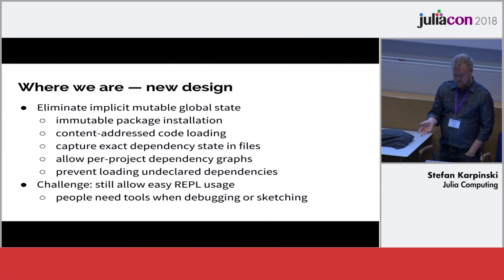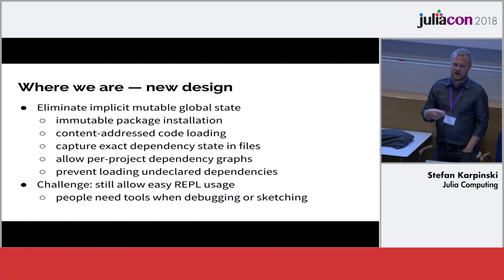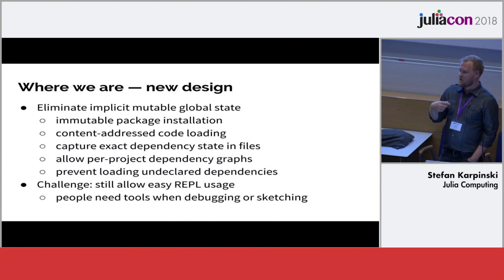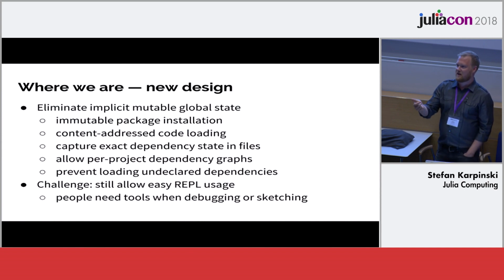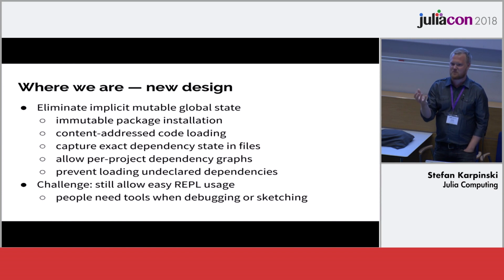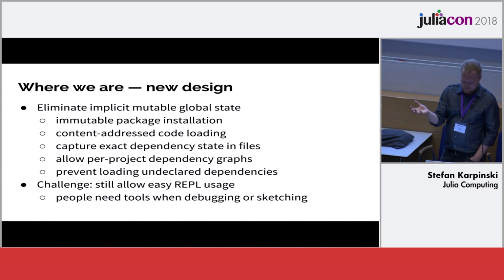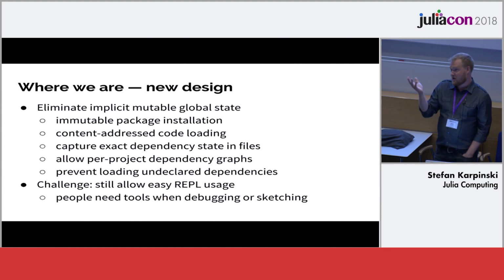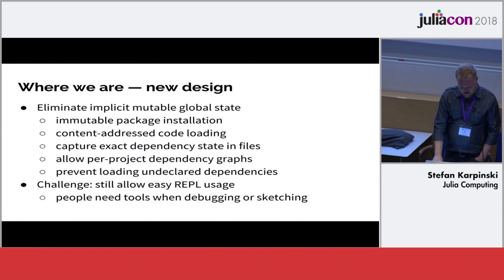Content addressed code loading. So the idea is, tell the system, well, I want to load the version of this package that has this tree hash. And then it finds or installs that and then loads it for you. But you can't possibly get the wrong version because you told it based on the tree hash what you wanted. So you're getting rid of the global mutable state of, oh, it's just whatever was on disk. I don't know, whatever's there.